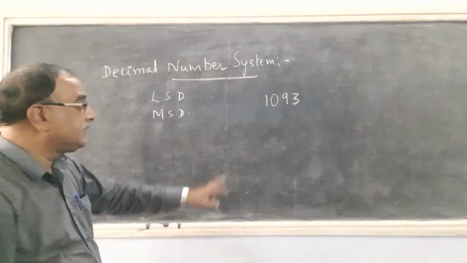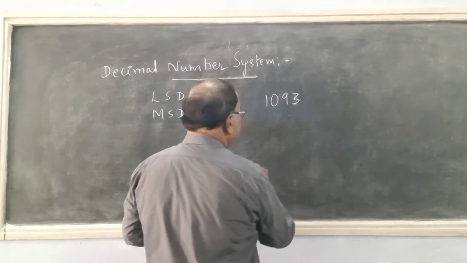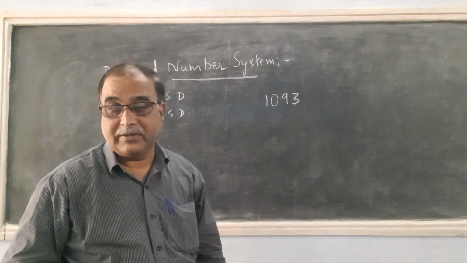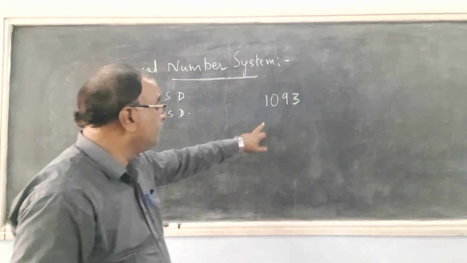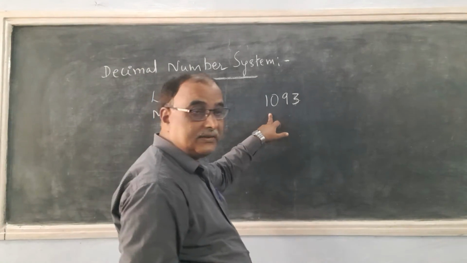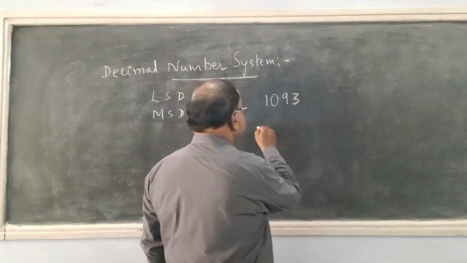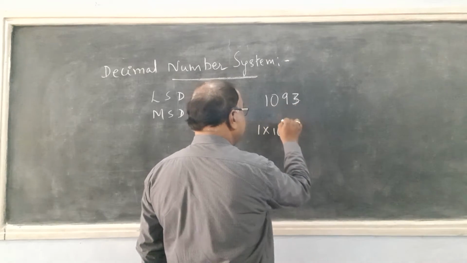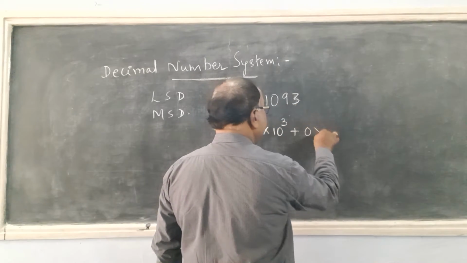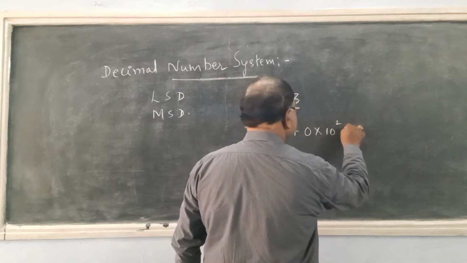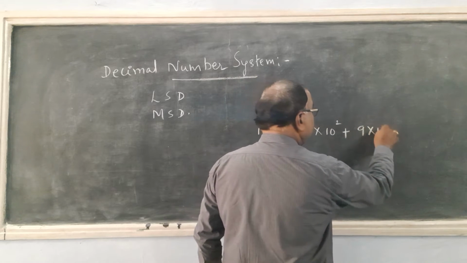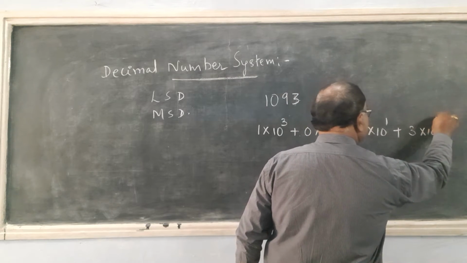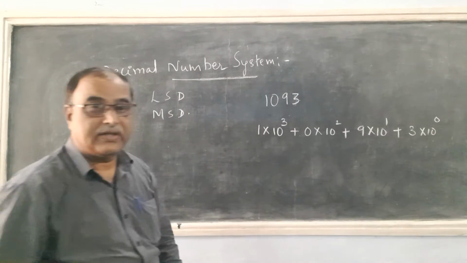Now you can represent this number in terms of base 10. So base, or radix, it is called. So we are representing this number in terms of the base 10. So the number may be represented as 1 into 10 to the power 3, plus 0 into 10 to the power 2, plus 9 into 10 to the power 1, plus 3 into 10 to the power 0. So this is how we are representing.